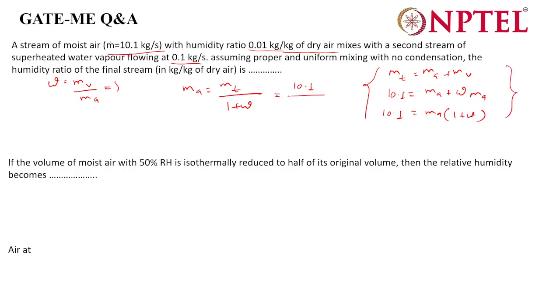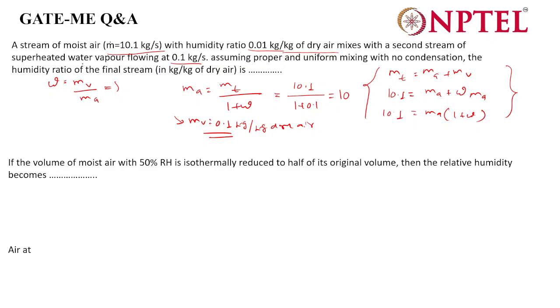Yeah, sir. So from here ma will become 10, right? Yes. So mv will become 0.1 from here, and here we are seeing that the initial mass of vapor in our stream of air is 0.1 kg per kg of dry air. So this is the first stream.